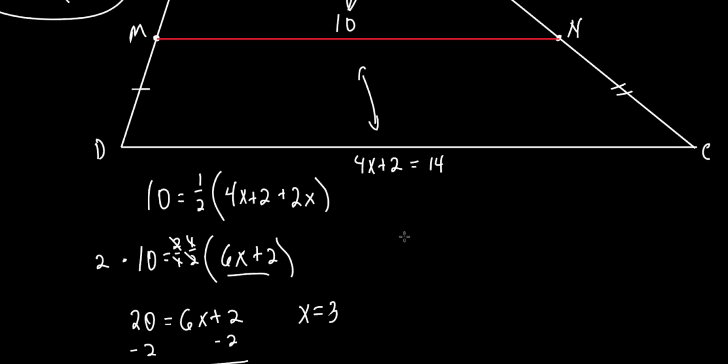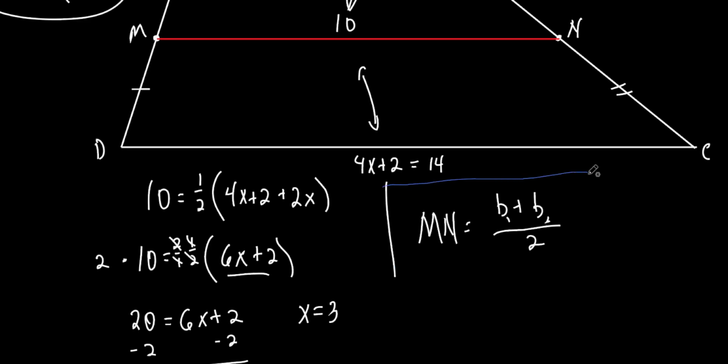You could write that formula another way. You could have written it like MN equals B1 plus B2 over 2. Isn't that the same exact thing? Dividing by 2, multiplying by a half. So however you want to write it, that's how you write it. And again, this is basically the average. It's the average of the two lengths.